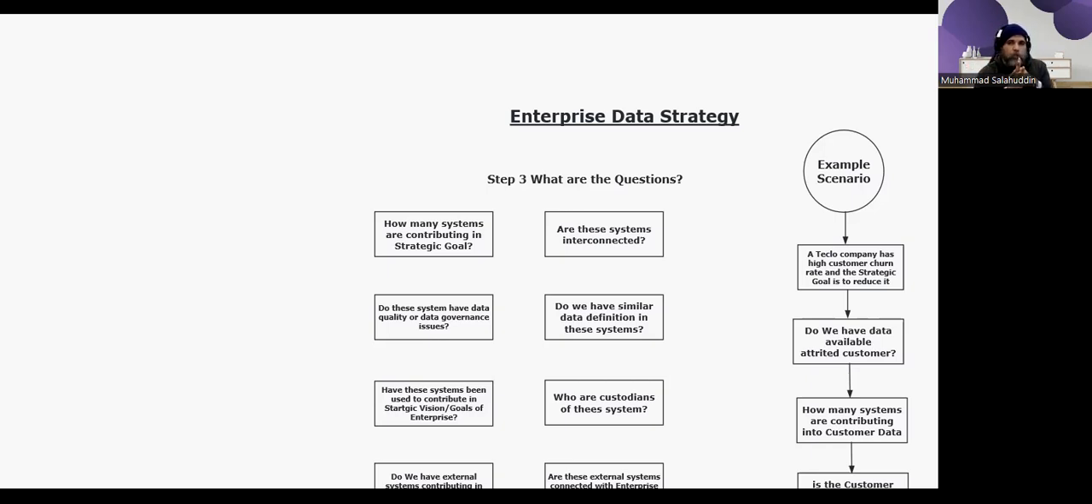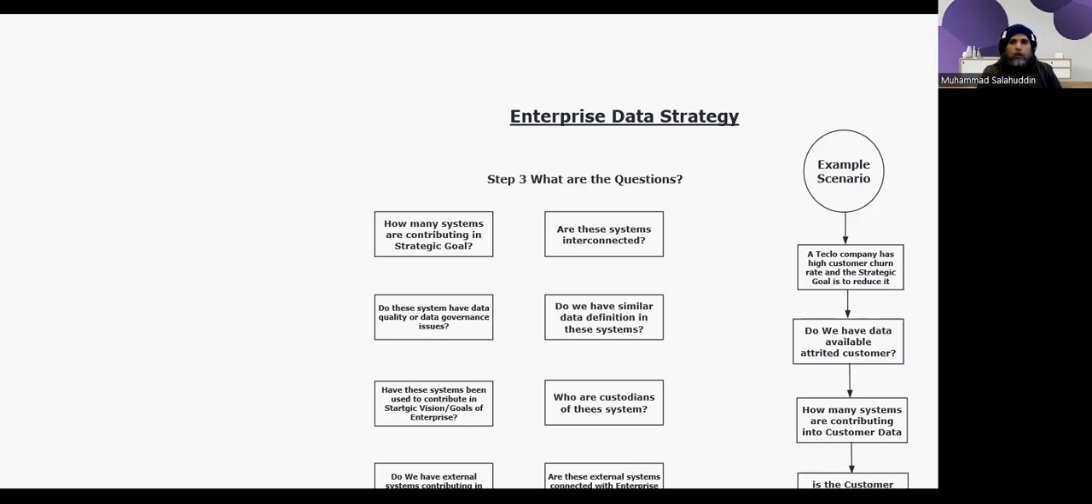In the last video, we're going to see how the analytics stage moves from diagnostic all the way to prescriptive analytics. So that's something which is coming later in the journey. But right now, let's focus back on what are the questions we should ask. So obviously, the very first thing, whatever our success criteria, we first need to see how many systems are contributing to the strategic goal.